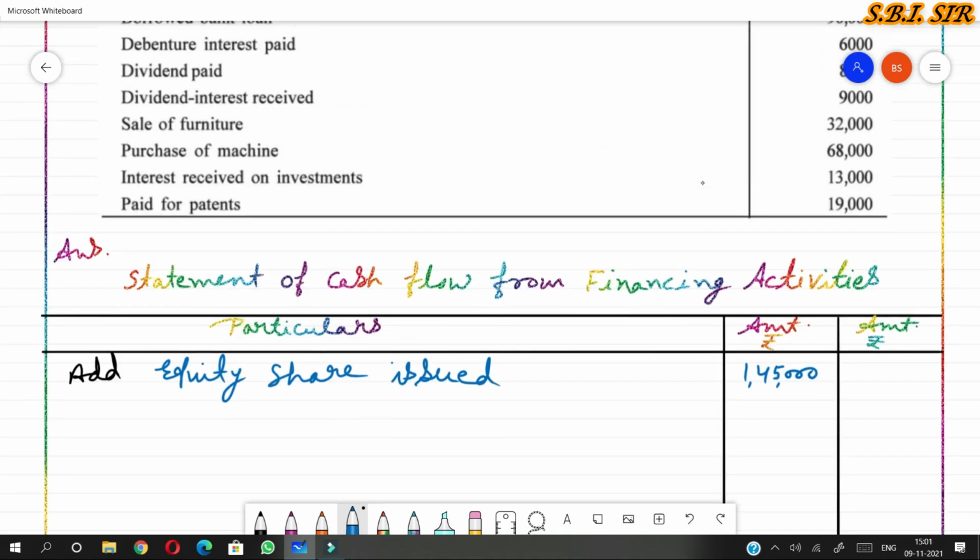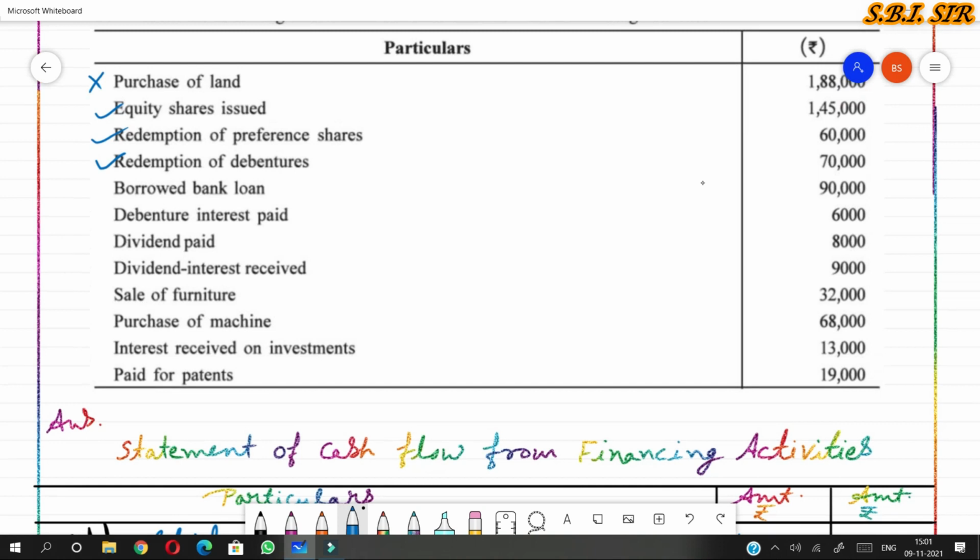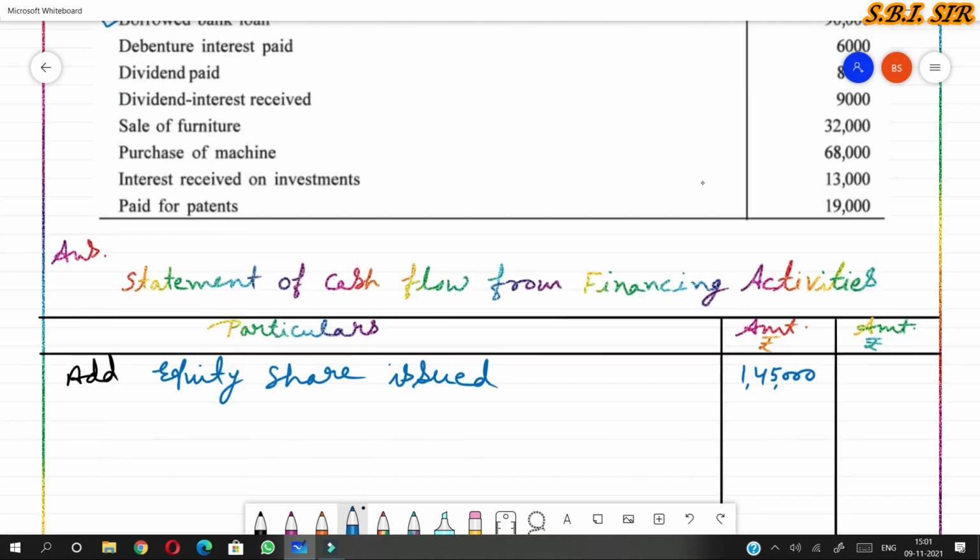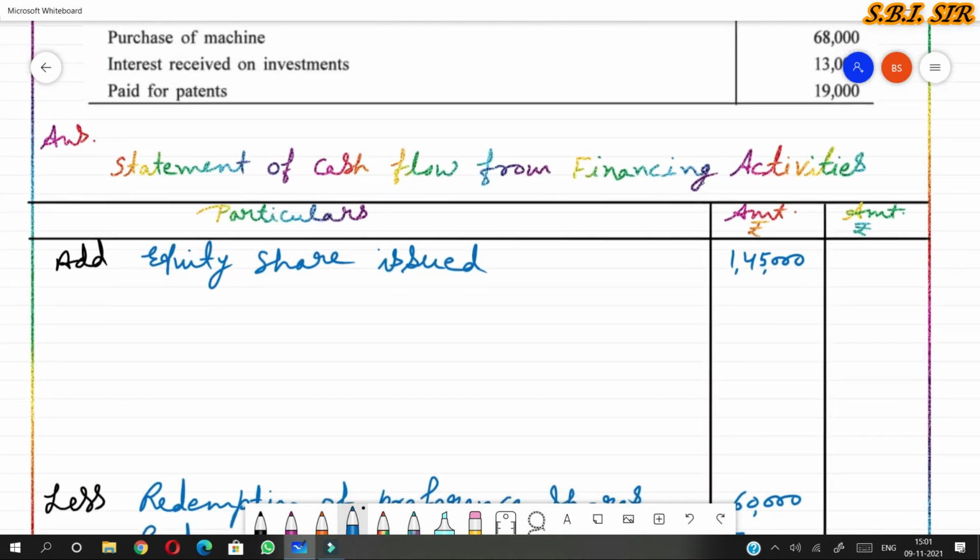Next, borrowed bank loan. It increases the cash flow, 90,000, so we will add it. Borrowed bank loan 90,000.